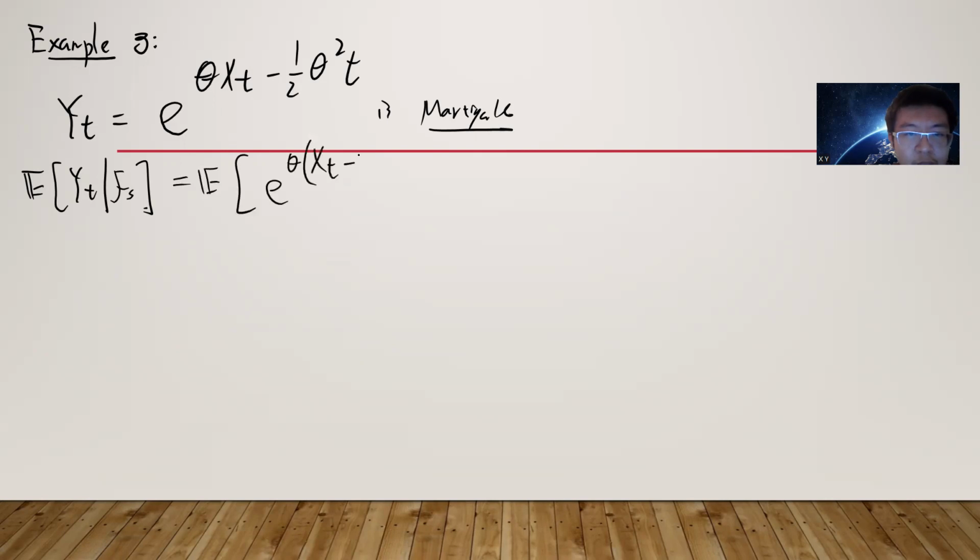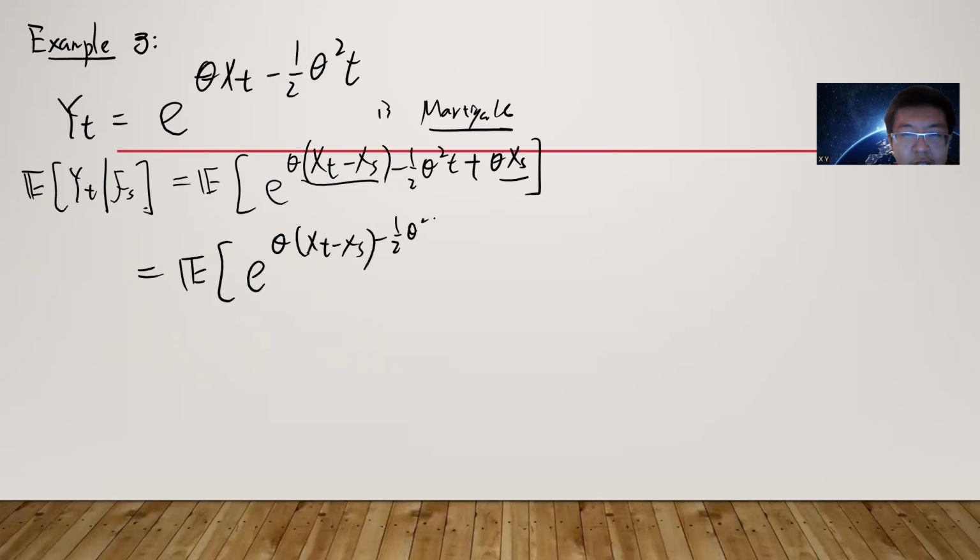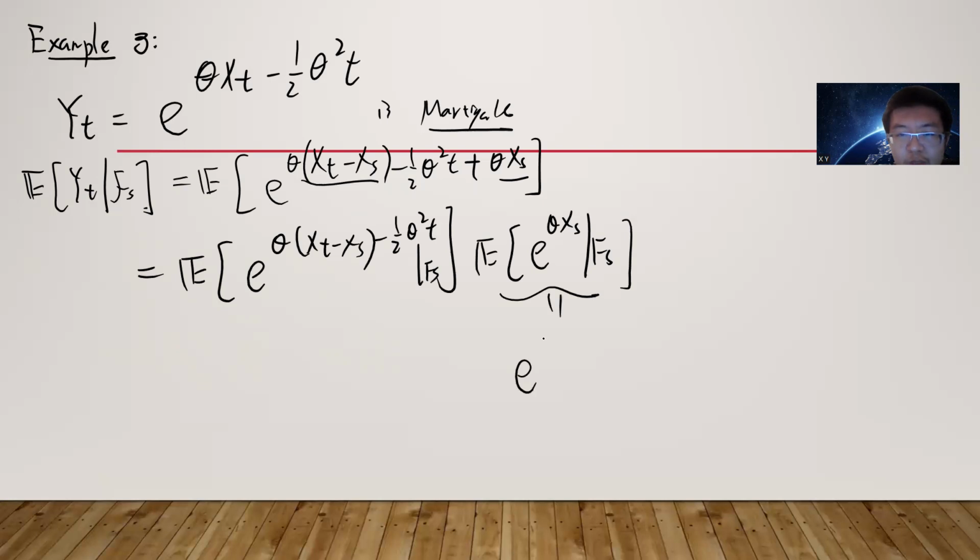Let's write it as X_t minus X_s plus X_s, with half of theta squared t, right, and plus theta X_s. So notice that now these two are independent, right? So its expectation value I can separate into two terms, given the filtration. And then this will be the expectation value of theta X_s, right?